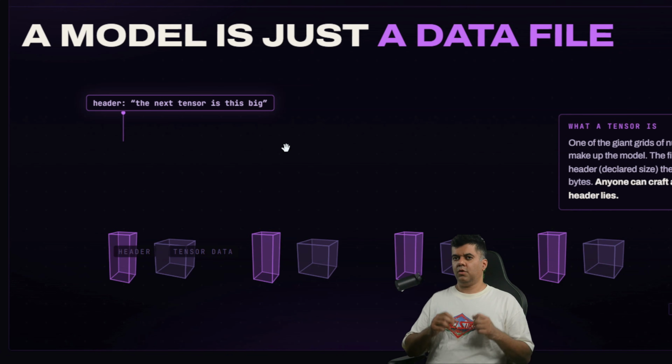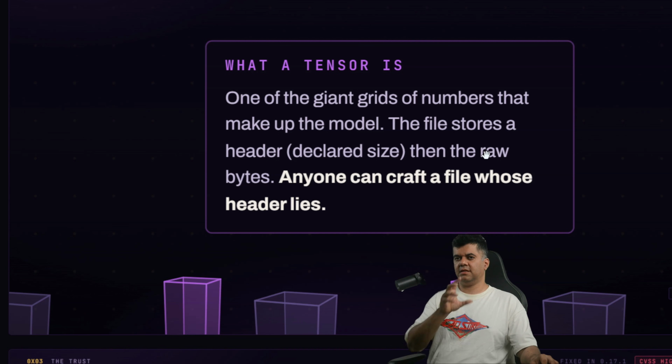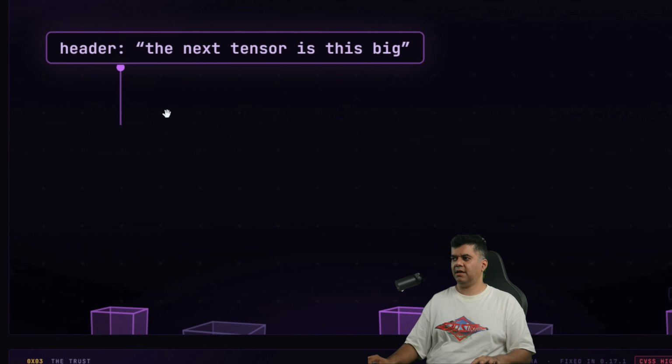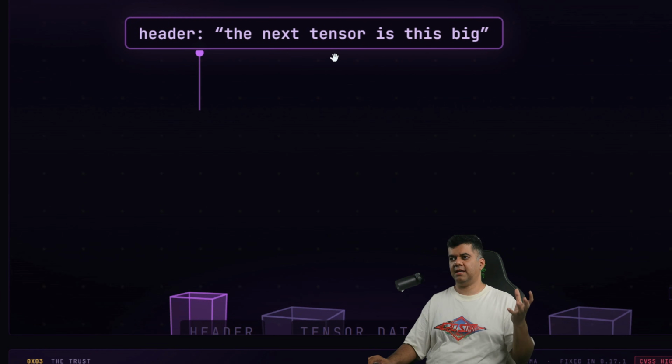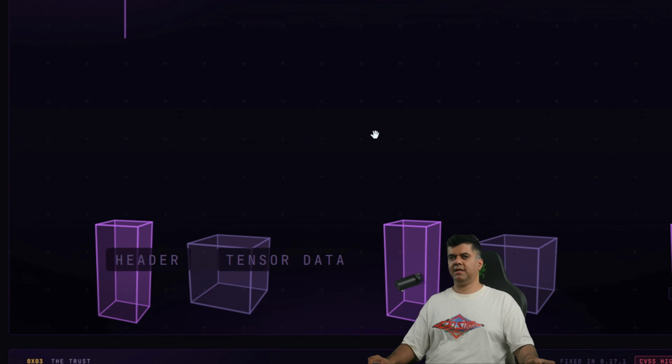Now, to run a model, Ollama just loads it from a file, and the standard format is called GGUF. A GGUF file is just a container. It holds the model's weights, which are the giant grids of numbers that make up the model, plus some metadata that describes the model. The important part is the tensors. A tensor is one of those grids of numbers, and the file stores two things about each: a header that declares the tensor's shape and size, and then the actual block of raw bytes for it. The header says something like, the next tensor is this big, and then the data follows. So a GGUF file is basically a series of promises.